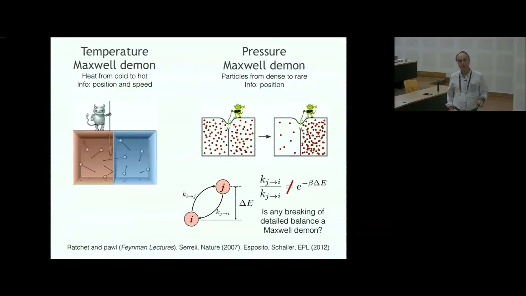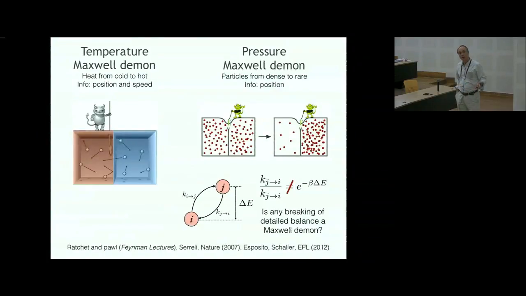So some people, like Esposito and Schallerer, have a nice paper describing daemons just by using this breaking of detailed balance. I don't know if you are familiar with detailed balance. Is everybody familiar with detailed balance?